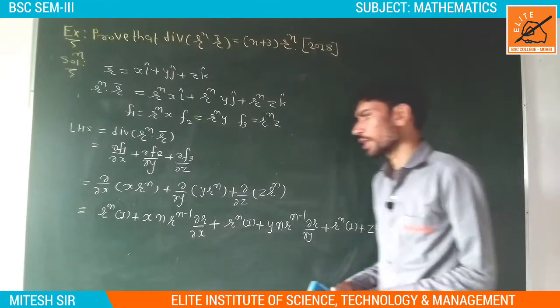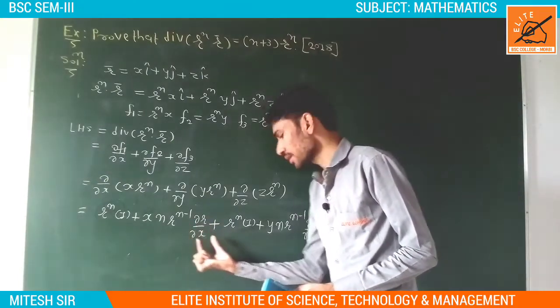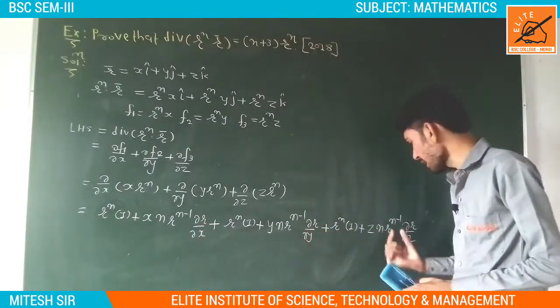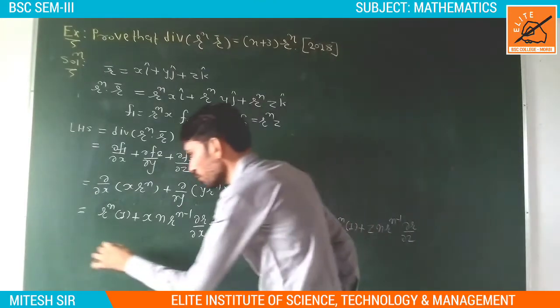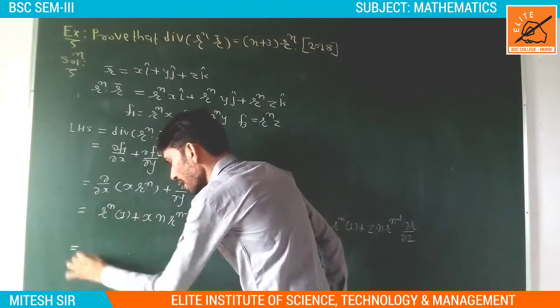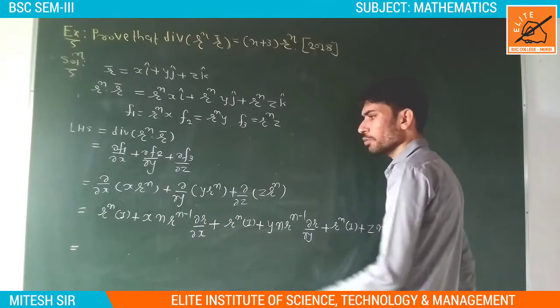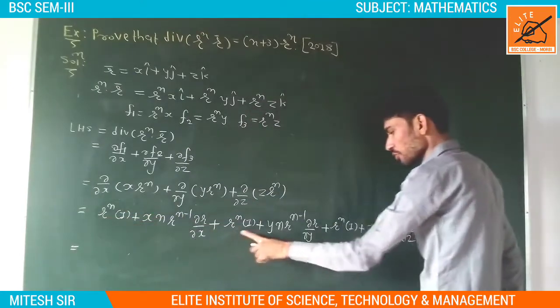Now we substitute the values of del r by del x, del r by del y and del r by del z. So here we substitute these values. This is the r raised to n. Now observe r raised to n, r raised to n, r raised to n.